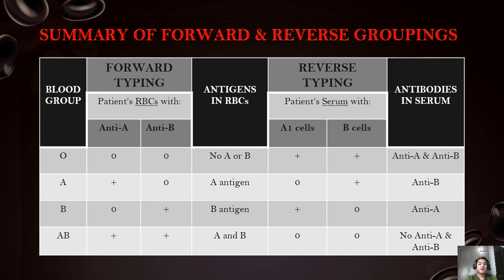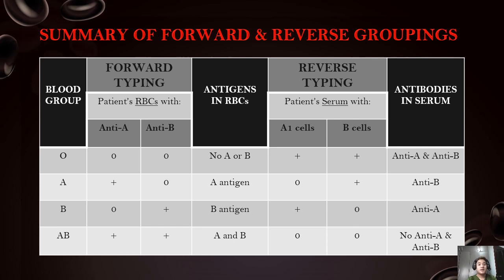As for a blood group A individual, it contains A antigen, so it will demonstrate agglutination with your anti-A in the forward typing, while it will demonstrate agglutination for your B cells in the reverse grouping due to the presence of the B antibody. So group B individuals contain antigen B, so his red cells will exhibit agglutination with your anti-B under the forward grouping, while it will agglutinate A1 cells in the reverse typing due to the presence of the A antibody.